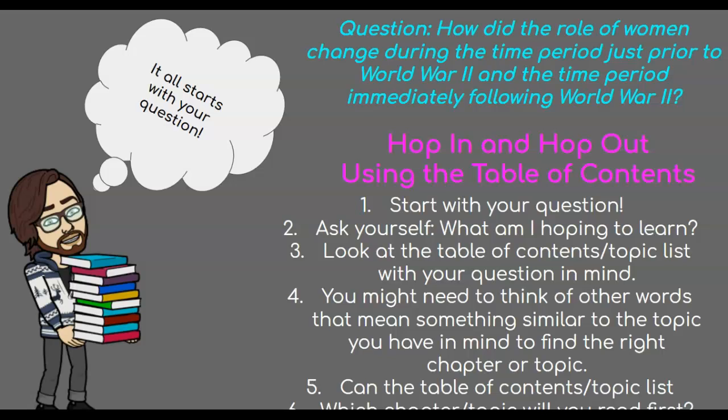You have to think about the wording of the table of contents, and as you're skimming through, is this something that can help me, okay? Can the table of contents help you? And really, what chapter are you going to read first? Because, I know that's cut off a little bit down there, but what chapter or topic will you read first? Because you're not going to read entire books here.